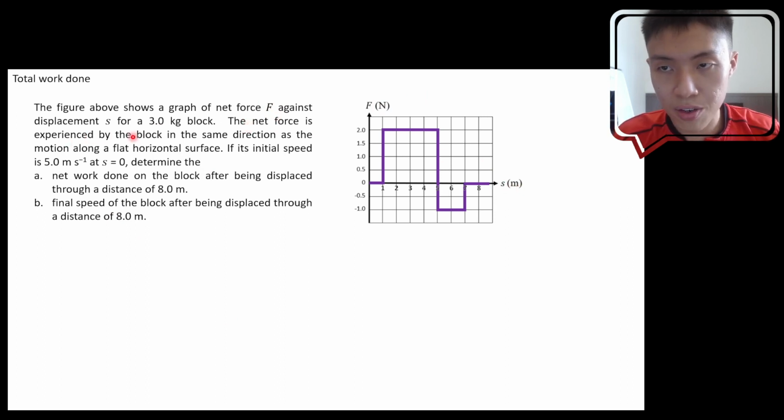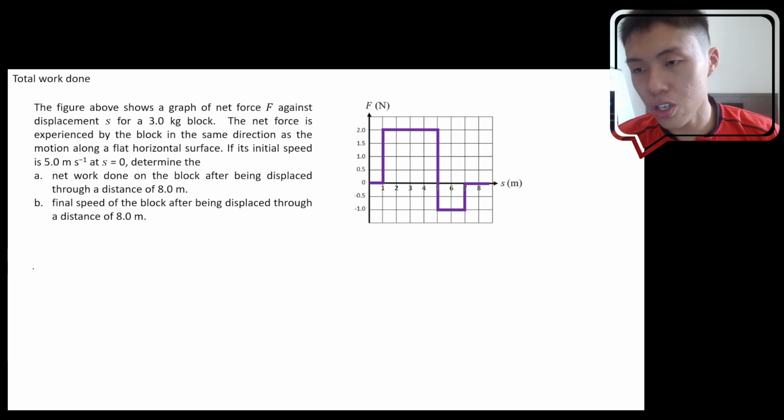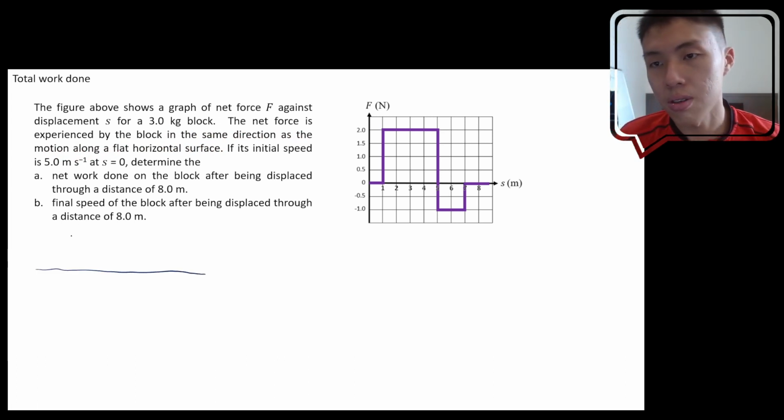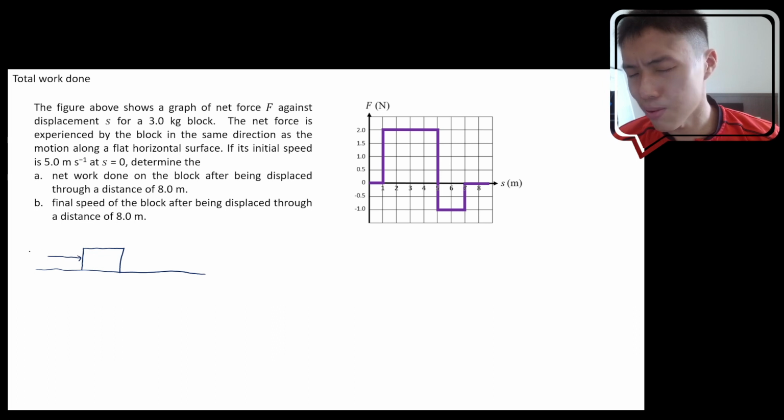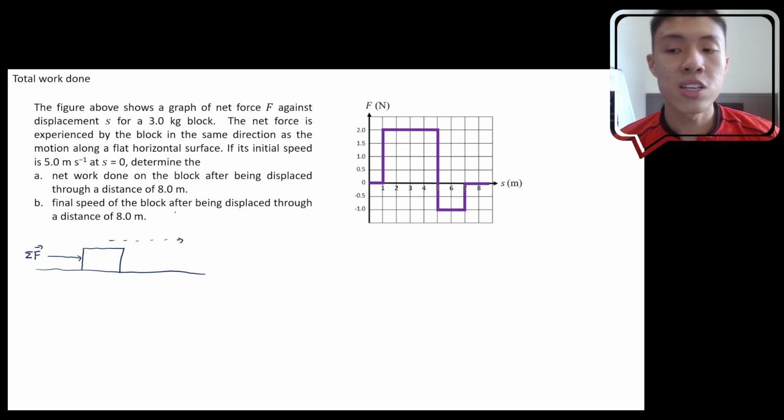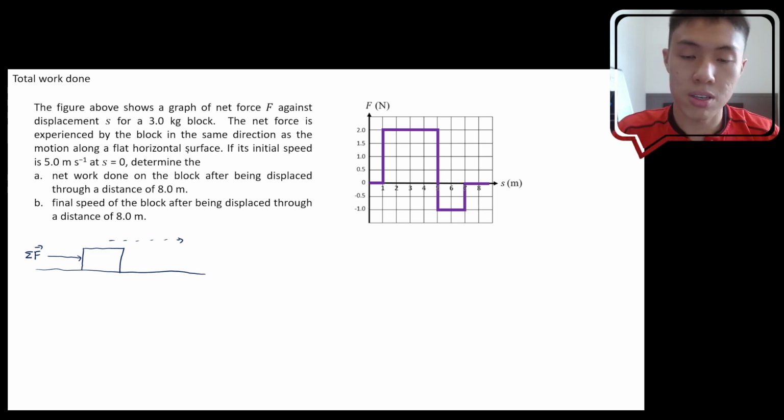The net force is experienced by the block in the same direction as the motion along a flat horizontal surface. Okay, so if you want to think about the situation, there will be a flat horizontal surface and your block is probably on the surface, and the net force is pushing the block in the same direction as the motion of the block along the surface. Okay, so let's say if the motion is to the right, then the net force will be pointing to the right as well. They're in the same direction as the motion along the flat horizontal surface.